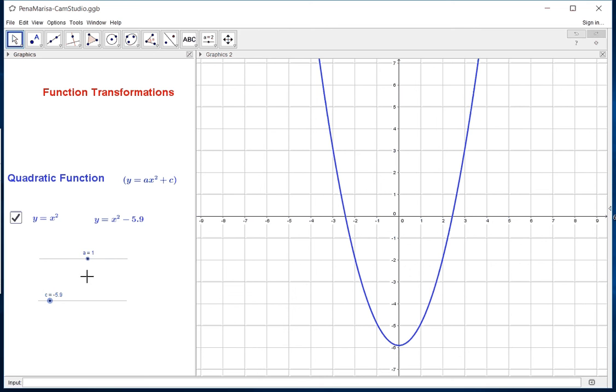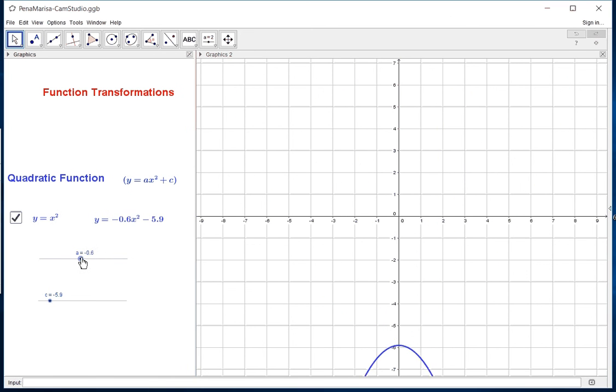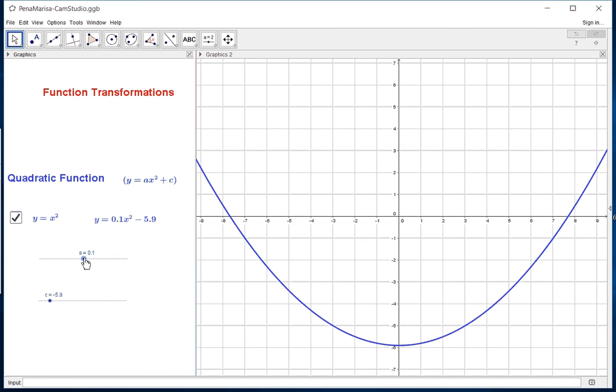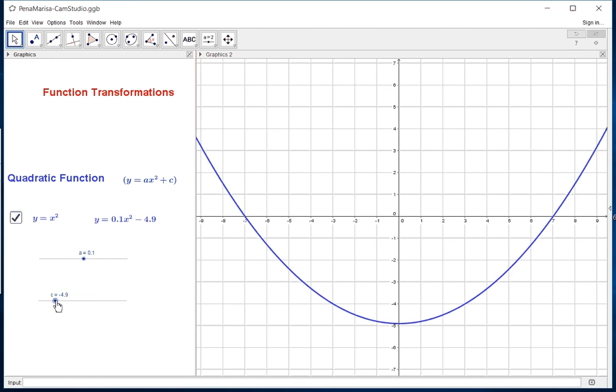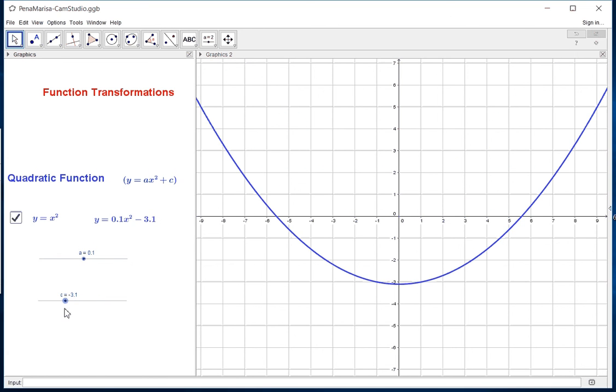Now we have seen the changes in a and c of quadratic functions. Again, a affects our width. We can make our parabola wide, narrow. Negative affects direction. And our c, once more, affects vertical translation.